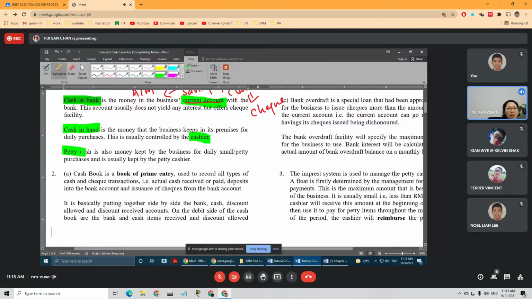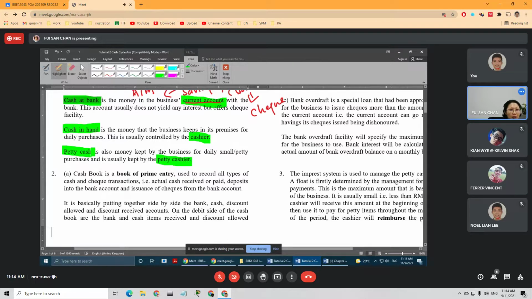How about petty cash? Compared with cash in hand, the amount that you pay out from petty cash is smaller. It is the money kept in the business for daily small petty purchases, a very small amount. Can only one person handle the petty cash? I believe in your lecture note you have seen a petty cash book, right?